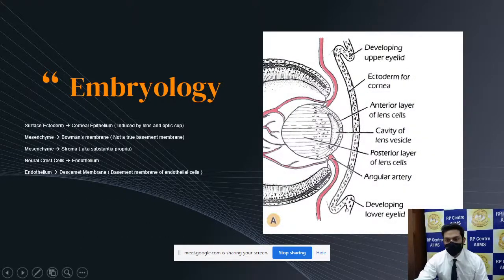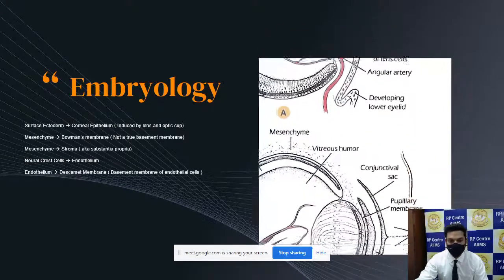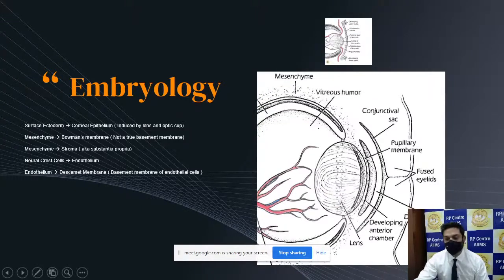If you look here, this is basically the lens vesicle and the optic cup, and the surface ectoderm that is continuous over this lens vesicle and optic cup later differentiates into the corneal epithelium. And then the three waves of migration of the neural crest cells lead to the formation of the corneal stroma, of the mesenchyme and neural crest cells lead to the formation of corneal stroma and the iris stroma and the vasculature of the iris.